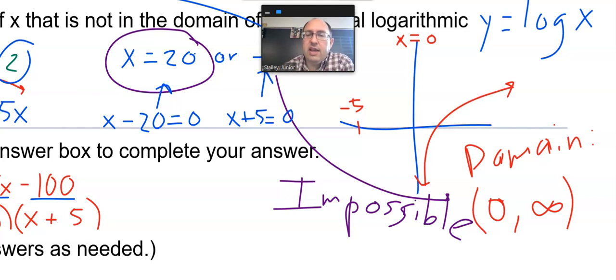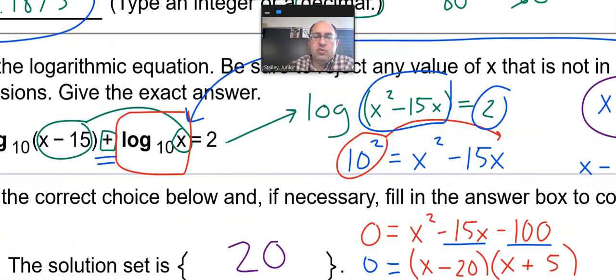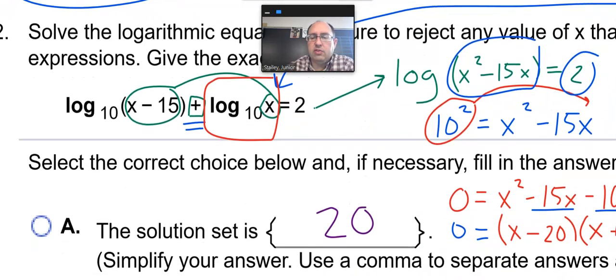Okay? We said on all those questions that the domain would go from the vertical asymptote that way. In this case, 0 to infinity, which means that negative 5 is impossible. You can't plug negative 5 into it. Now, you can plug a 20 in, right? That's over here somewhere. That's okay, but not negative 5. So you'll notice that I crossed off negative 5. 20 is the only answer to this question.